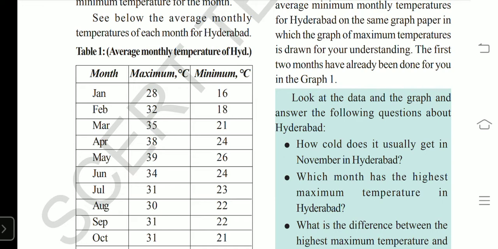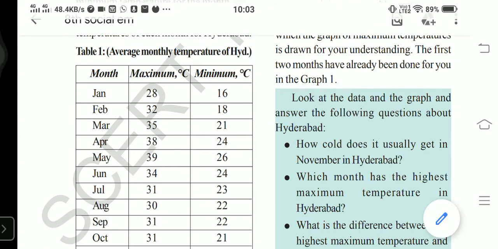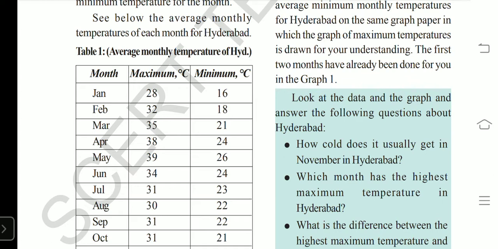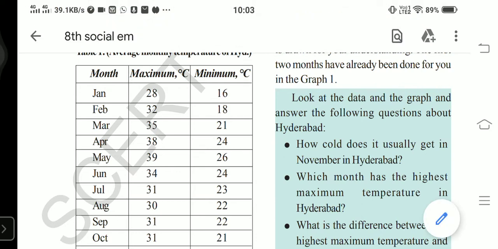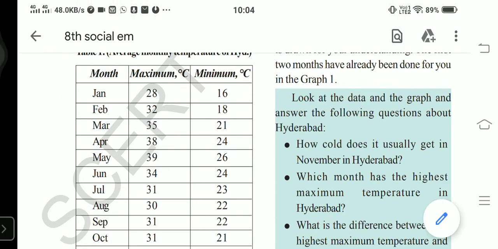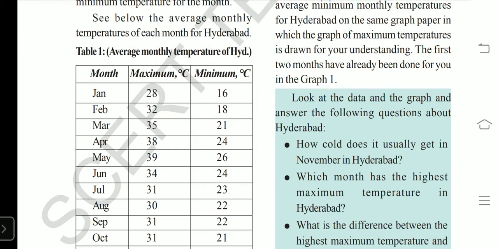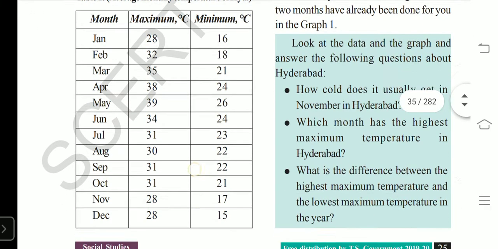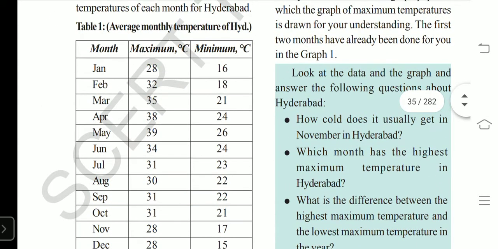In January, the average maximum monthly temperature for Hyderabad is 28, and the average minimum monthly temperature for Hyderabad is 16. So 28 degrees centigrade is the average maximum monthly temperature for Hyderabad in January. 16 degrees Celsius is the average minimum temperature for Hyderabad in the month of January. So maximum and minimum temperatures are given in the table.